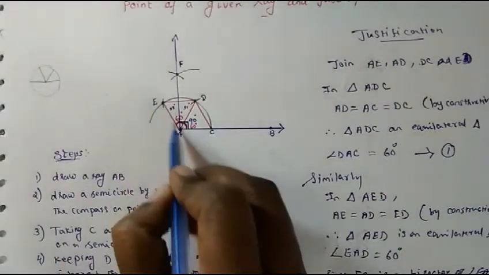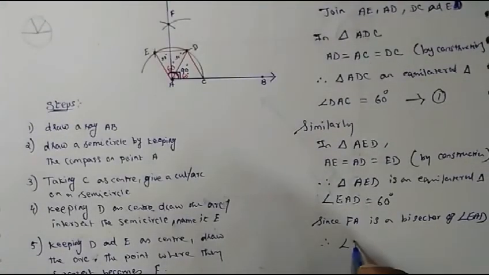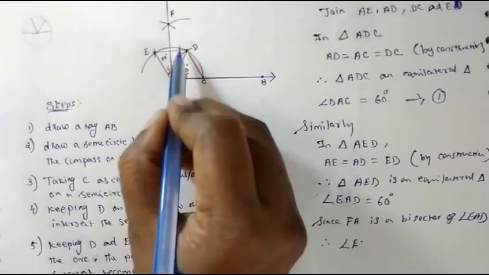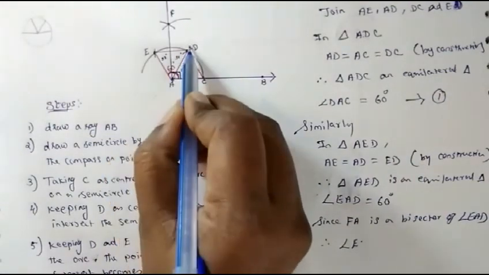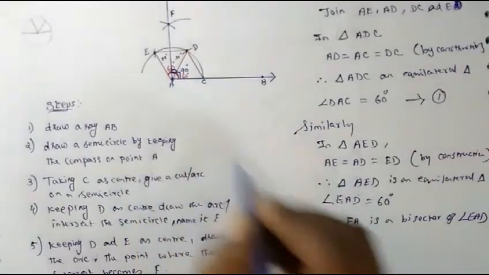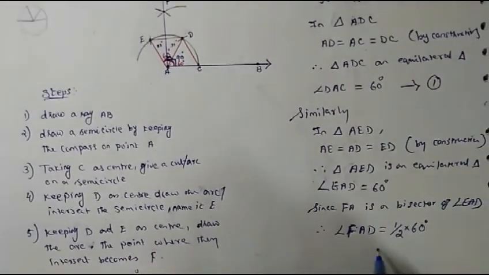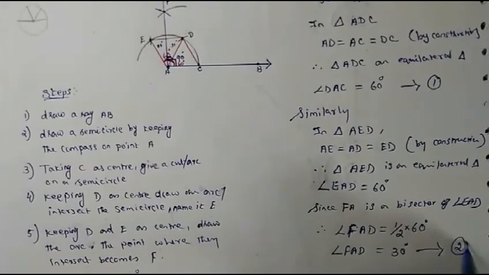So that means this angle will be half of 60. So angle FAD will be 30. Therefore angle FAD will be half of 60 degrees. So half of 60 degrees means angle FAD is how much? 30 degrees. So we keep this as equation 2.